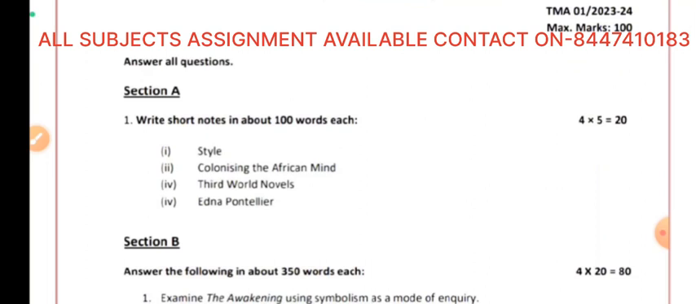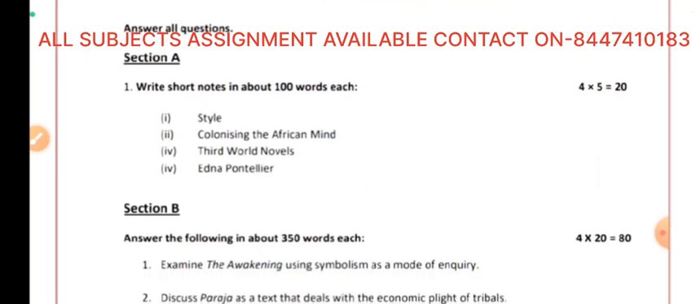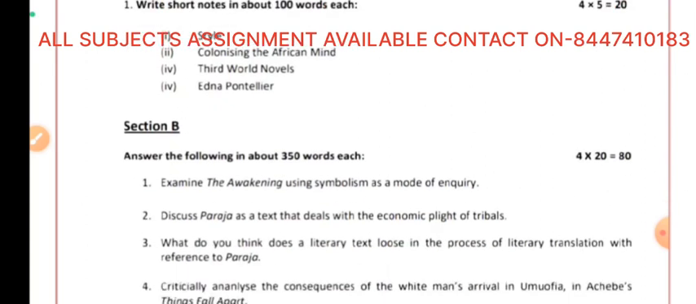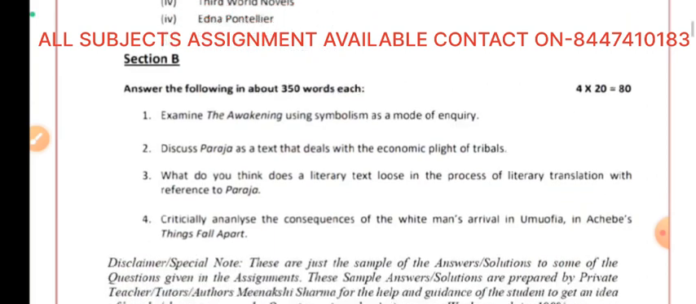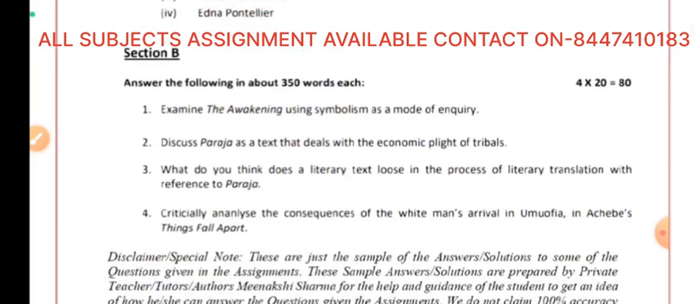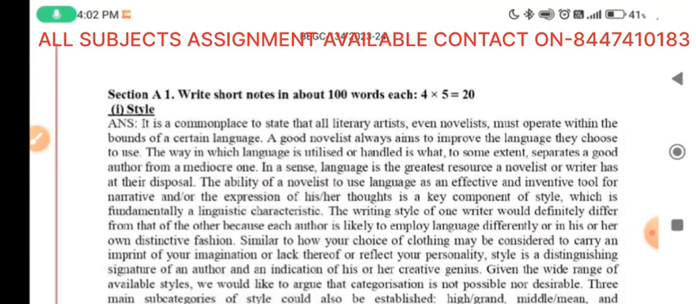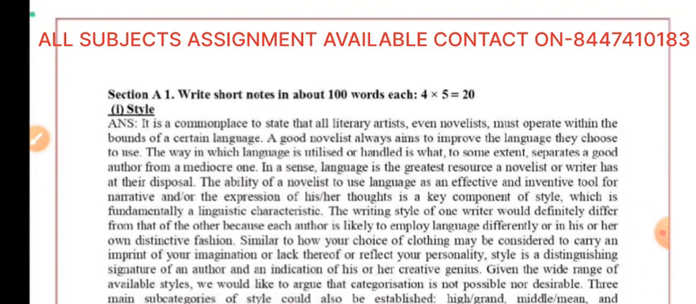It contains two sections, Section A and Section B. Section A contains 4 questions which contain 5 marks each, that is equal to 20 marks for Section A, and Section B contains 80 marks, 20 marks each. Okay, now the first question is: write short notes in about 100 words each.